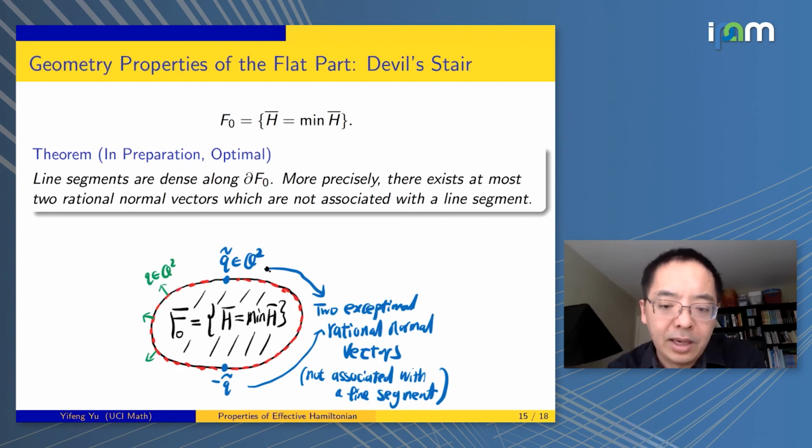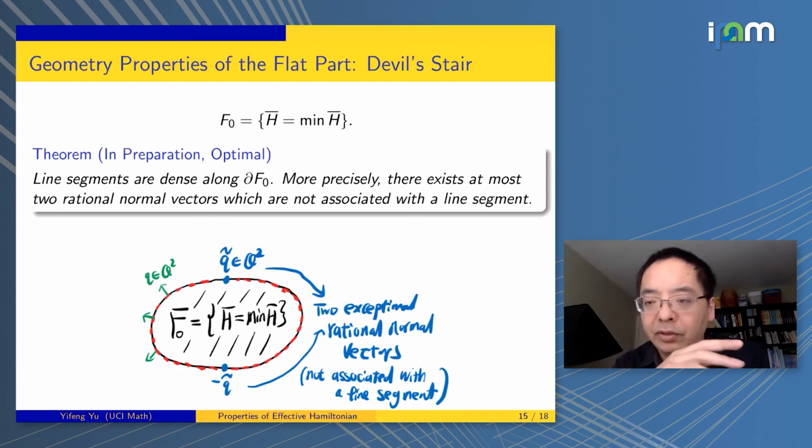I have three or four minutes left, so let me quickly show you why there are these two exceptional rational normal vectors which are not associated with line segments. By the way, this result is optimal, which means we are indeed able to construct an example with exactly two exceptional rational normal vectors. They are opposite to each other because of symmetry.